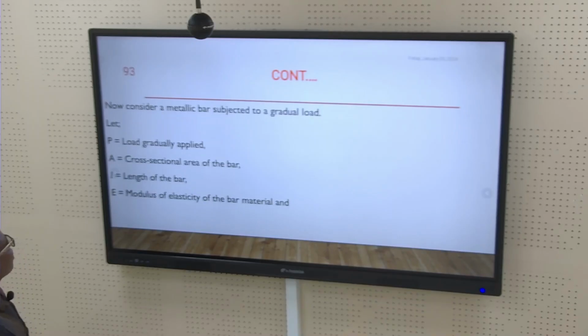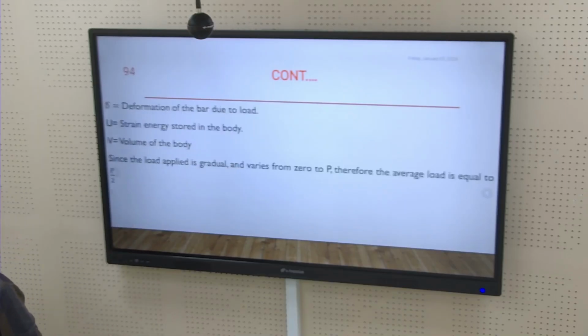Now, consider a metallic bar subjected to a gradual load. Let P be the load gradually applied, A the cross-sectional area of the bar, L the length of the bar, and E the modulus of elasticity of the bar material. This is already covered. Okay, next: the deformation of the bar due to the load, the strain energy stored in the body, and the volume of the body.